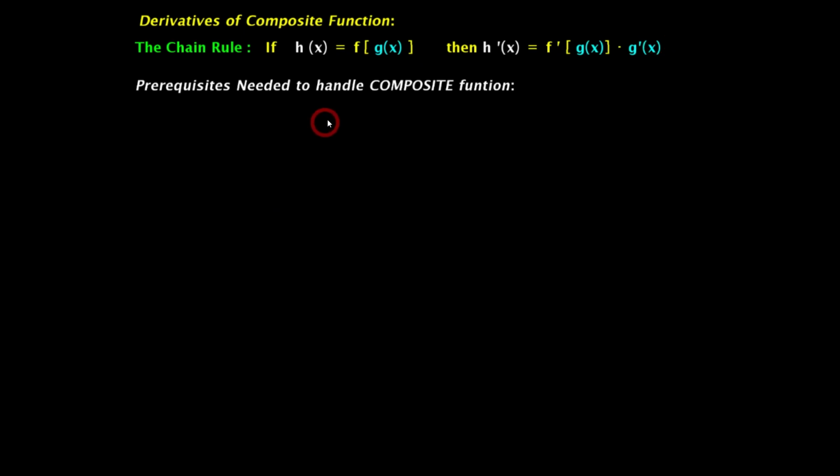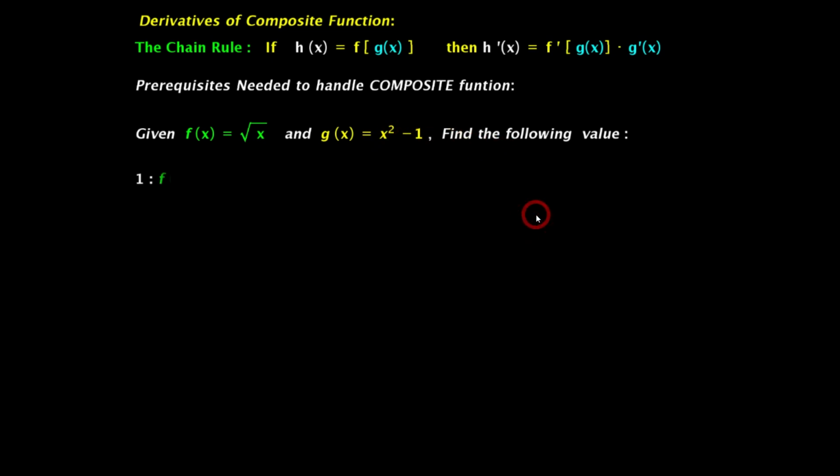I put this video on the end, if anyone needs a prerequisite to handle the composite function. Given that f of x is root x, g of x is x squared minus 1, find the following value. So what should be f of g of 1? First thing is, what is g of 1?